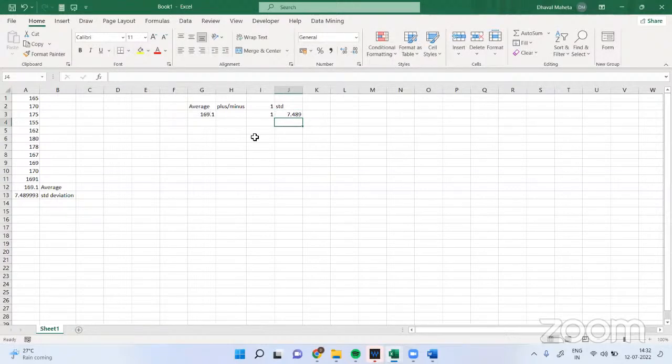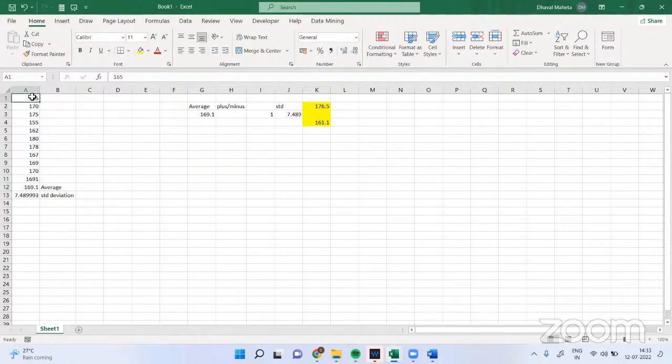Now anybody take the calculator, first add it and then subtract it. What is the figure which you get? Roughly, you will get the figure as 176.5. Is it true? And the lower one? 161.1. Now you say that this is your lower bound and upper bound. Now just count how many of them fall in this bound.